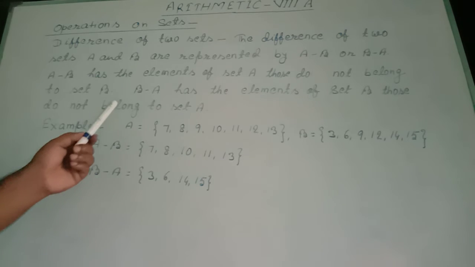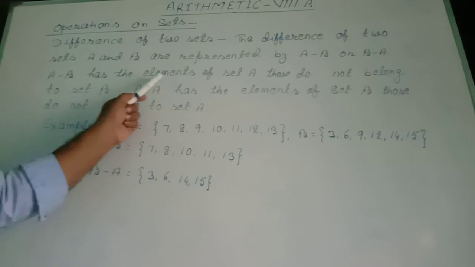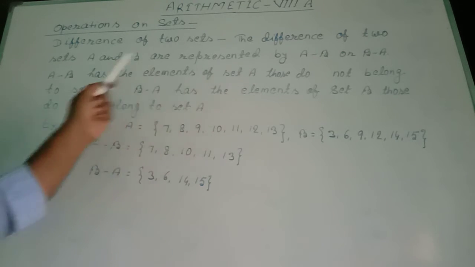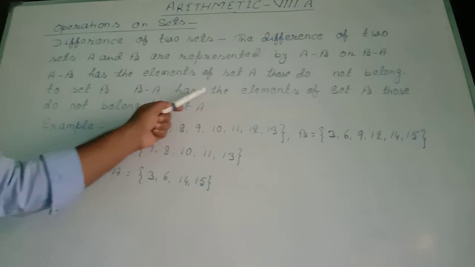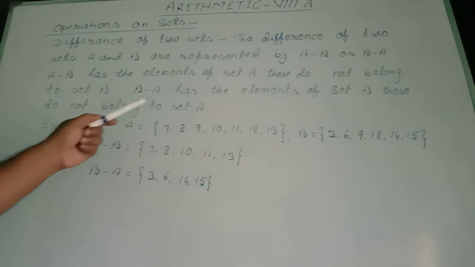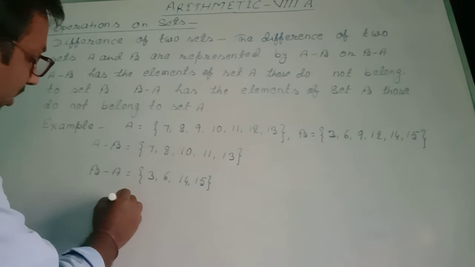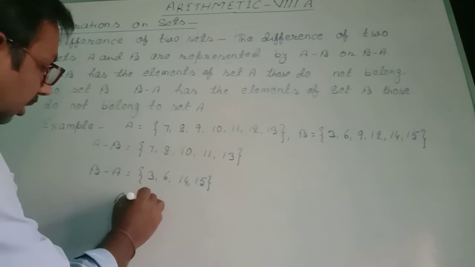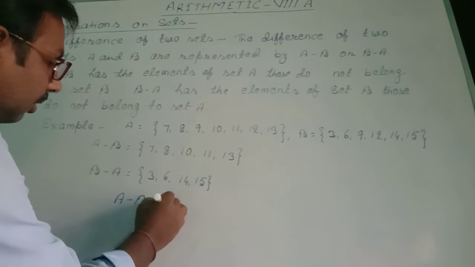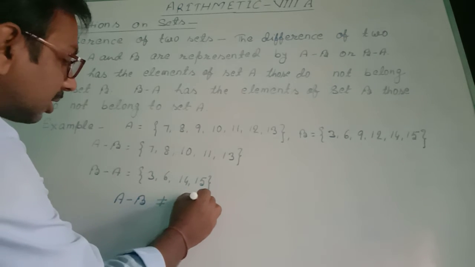So I repeat, A minus B has the elements of set A that do not belong to set B, and B minus A has the elements of set B that do not belong to set A. And under any circumstances, A minus B will never be equal to B minus A.